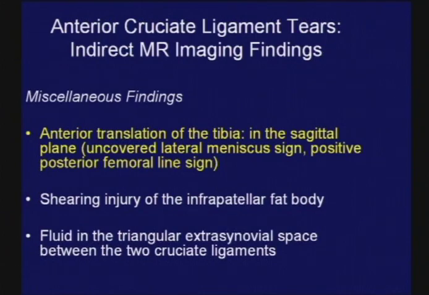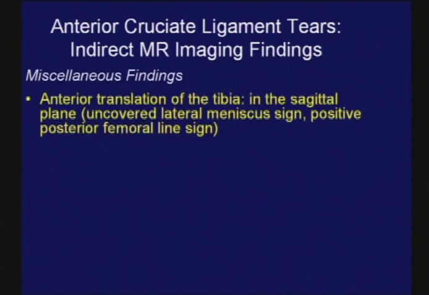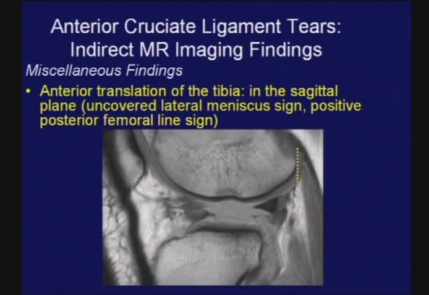The anterior translation of the tibia in the sagittal plane is something I touched upon earlier when I talked about the different patterns of tearing of the posterior horn of the lateral meniscus in the early stages of an anterior cruciate ligament tear. I eyeball these. I do not measure them. But here, clearly, anterior translation of the tibia.